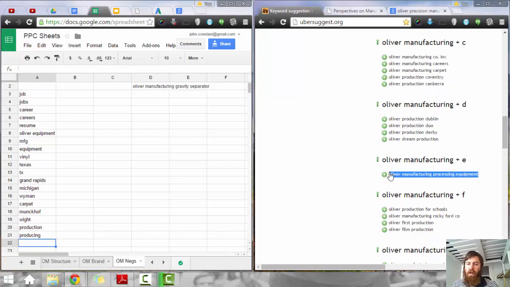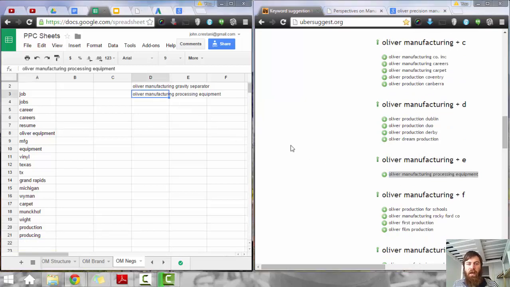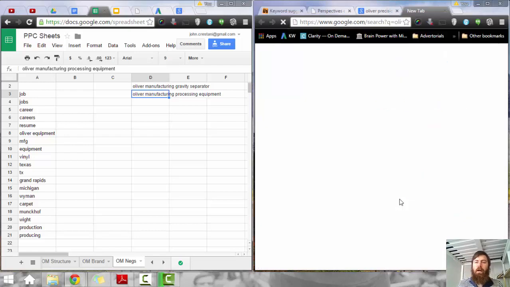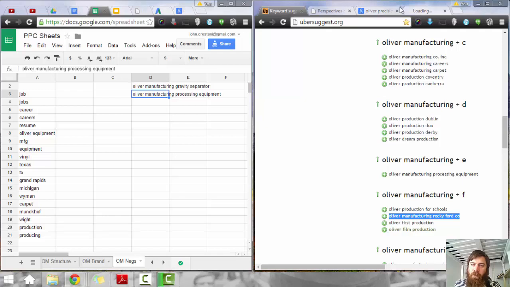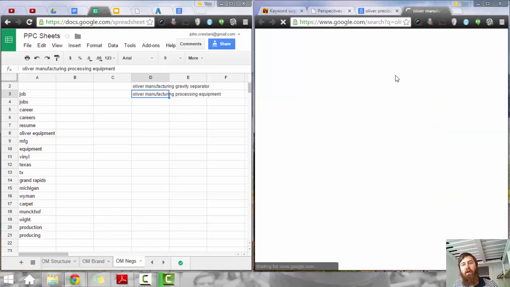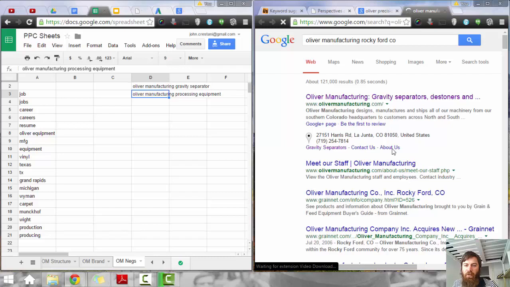Oliver Manufacturing Processing Equipment. This is a possibility. Oliver Production for Schools. Again, we don't do productions. Oliver Manufacturing Rocky Ford, Colorado. So now we know there's Oliver Manufacturing in La Junta, Colorado, but maybe it's also in Rocky Ford.